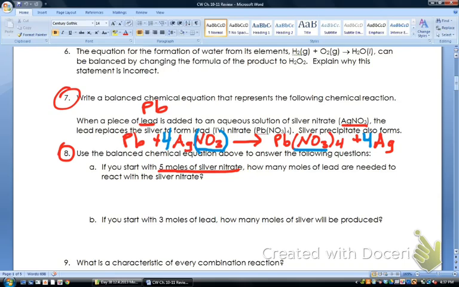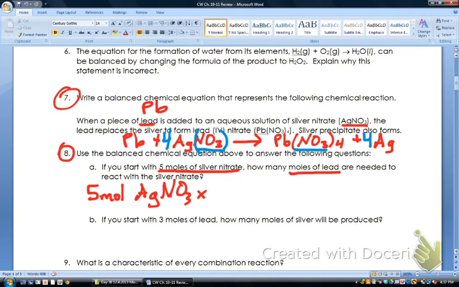And then the question is asking how many moles of lead are needed. So this is a mole problem where we have to convert from moles of silver nitrate into moles of lead. So we start by setting up the problem. The moles of silver nitrate is what we're starting with. So we have 5 moles of silver nitrate. Silver nitrate is just AgNO3, and we get that from the top part of the problem.